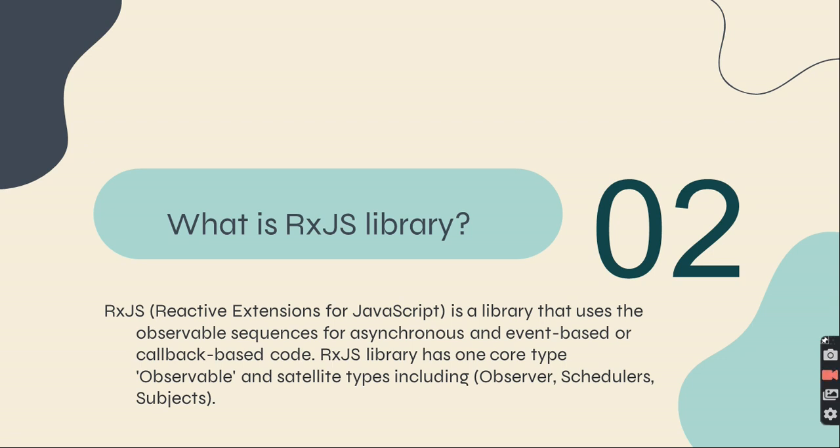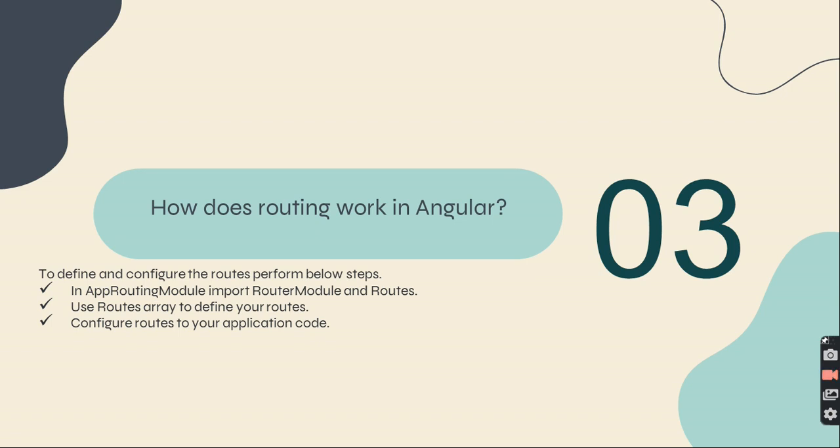Okay. Next, the third question: how does routing work in Angular? Okay, so in our application, many pages are there. For example, in a web application, the home page, about us page, contact us page. So if you click on the contact us page, then your application will open the contact us page with its content. So if you click on the contact us page, then you will be moved to the contact us section, right? So this is called routing.